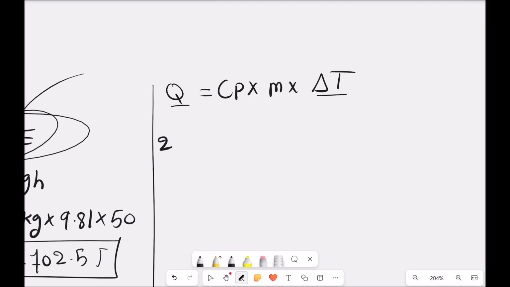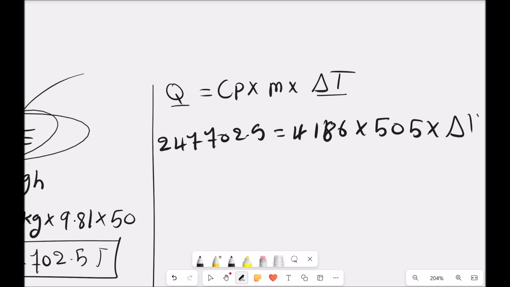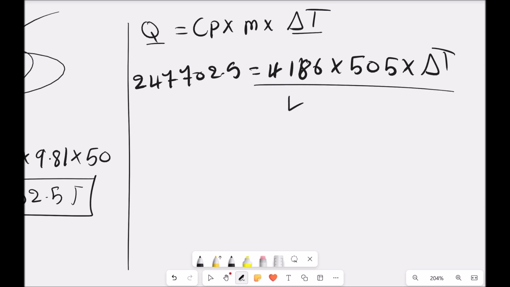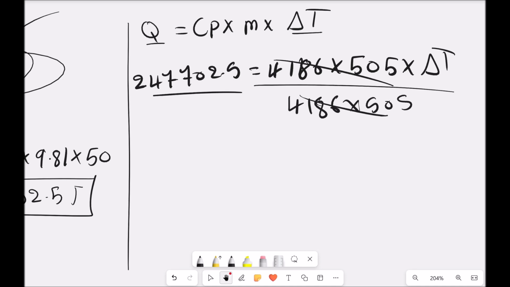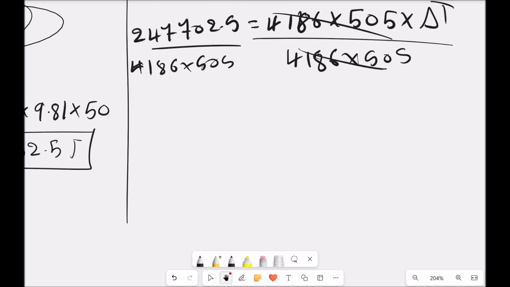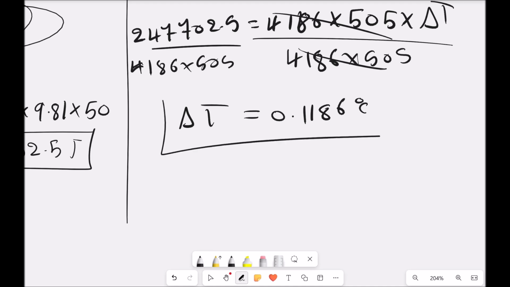We're going to say 247,702.5 is equal to Cp of the water, which is 4,186, times mass of the water, which is equal to 505, times delta T, which we don't have. Divide all of this by 4,186 times 505, cancels, divide this side too, 4,186 times 505, then delta T is going to be 0.1186 Celsius. This is the change in the temperature of the water.